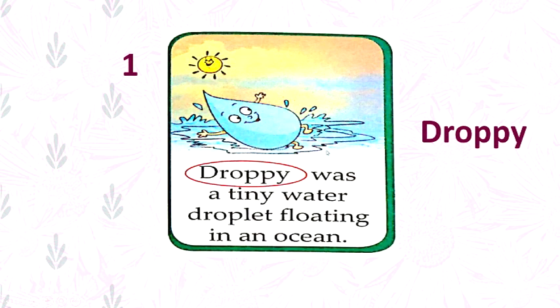So we have our first picture. Droppy was a tiny water droplet floating in an ocean. Now children, you tell me, what are we talking about in this picture? Yes, we are talking about Droppy. And that is why Droppy is circled. We have to circle the subject. So this is already circled for you. Right? So the subject is Droppy. I have written it here as well so that it is clear to you. The subject is Droppy and we have to circle our subjects.